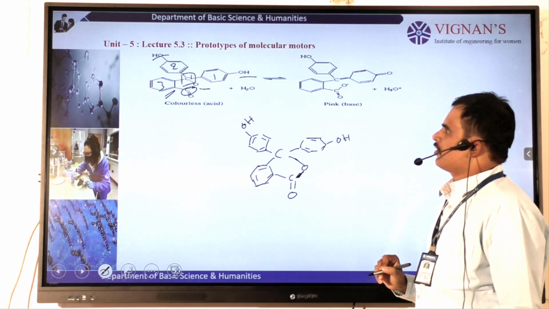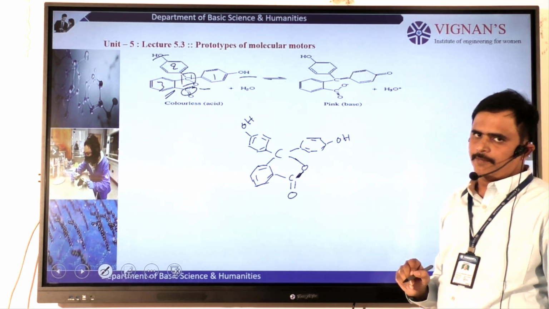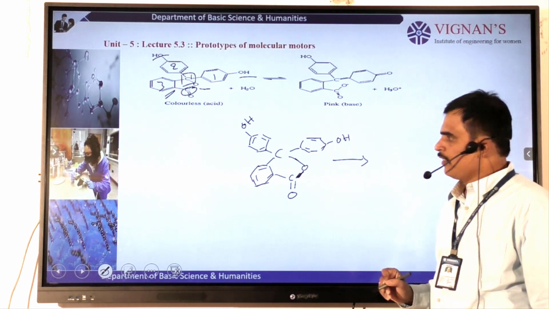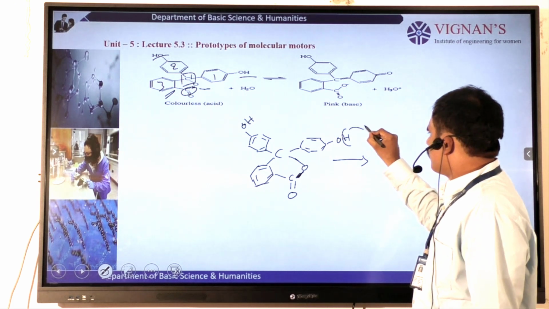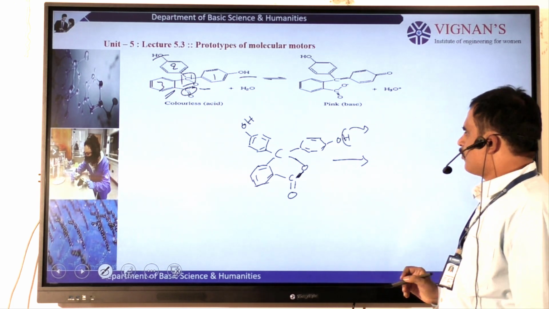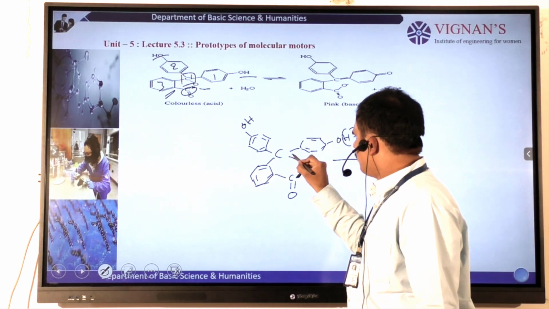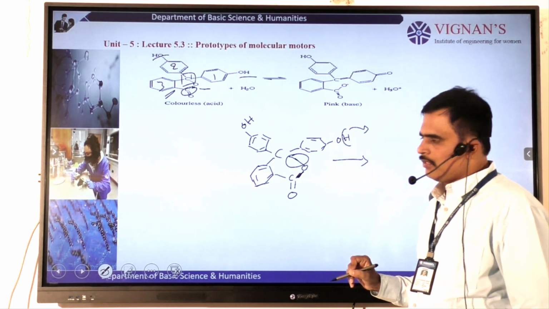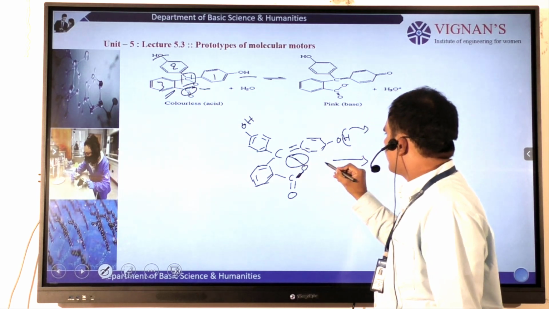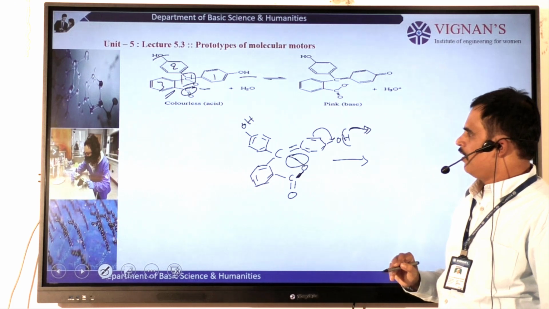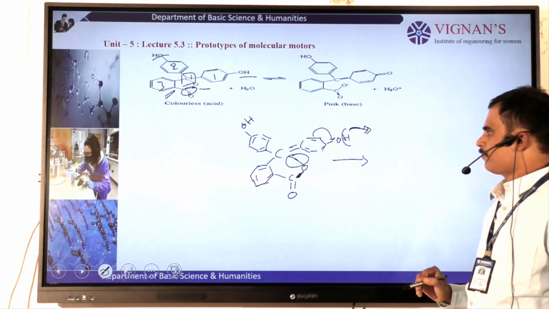So this is the structure of phenolphthalein in acidic medium. Now how will it change in basic medium? This hydrogen will come outside. When this hydrogen comes outside, what happens here? This bond will break down, and here a double bond will be generated. This bond will move like this, and the hydrogen will come outside. So let us see how to draw this structure.